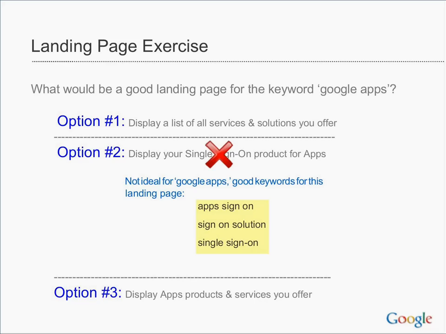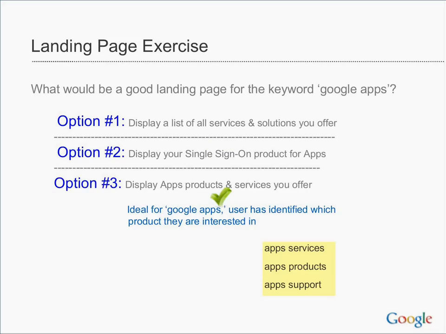So as we may have all guessed, the third option is the right option, and that's to display all the products and services you offer that are related to Google Apps. This way you can show the breadth of your offerings, but you're still being specific to what the user's interested in, and that's Google Apps. Some other keywords that could be relevant for this type of landing page are going to be app services, app products, and app support.